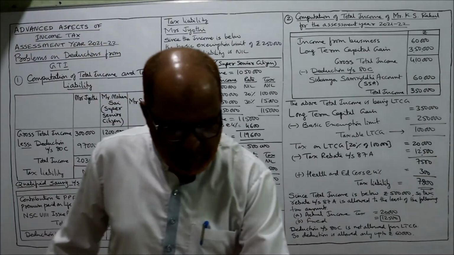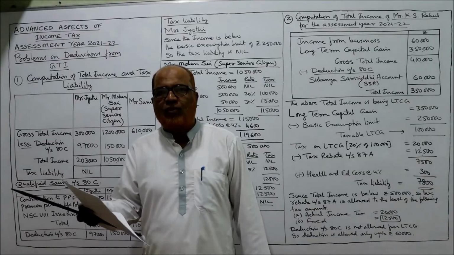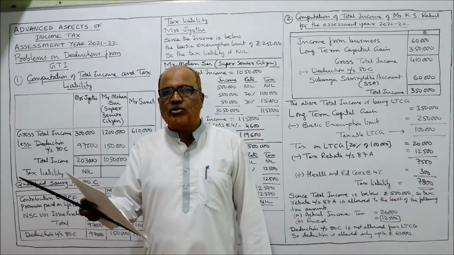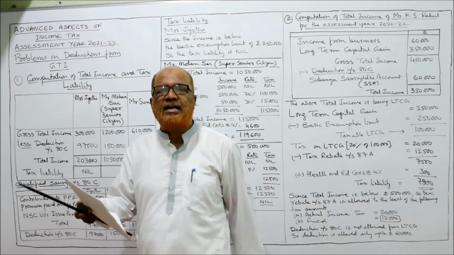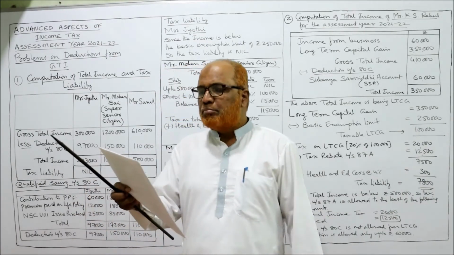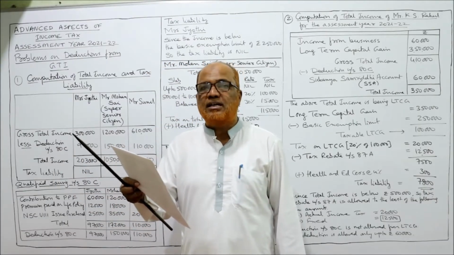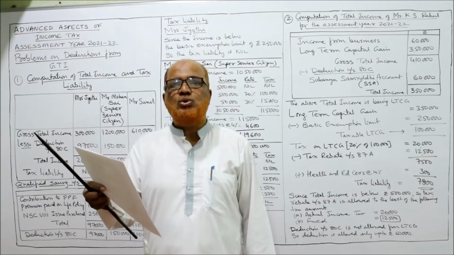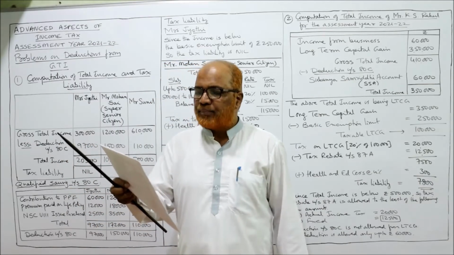Now see the first problem. Calculate total income and tax liability for the following persons. So 3 assessees are given, and we have to find out the total income and tax liability. The first, Mrs. Jyoti. Second, Mr. Mohan Sai, super senior citizen. And third, Mr. Sunil. Gross total income, GTI, is given.